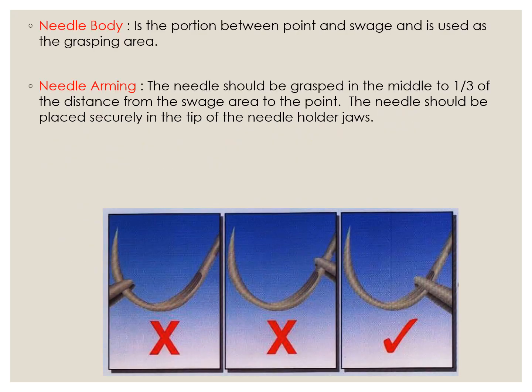Needle body is the portion between the point and the swag and is used as the grasping area. Needle arming. The needle should be grasped in the middle one third of the distance from the swag area to the point. The needle should be placed securely in the tip of the needle holder jaw. So this is the proper position where the needle should be held, that is the 1/3 distance from the swag of the needle.